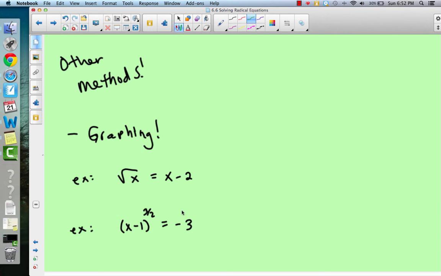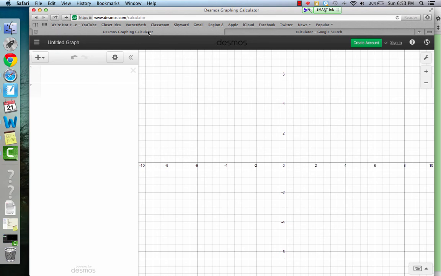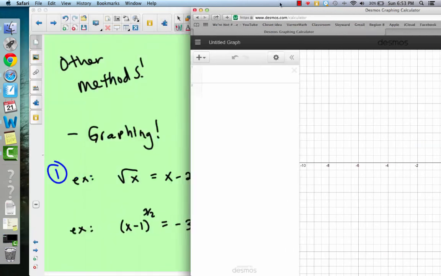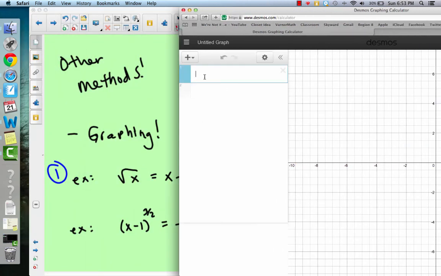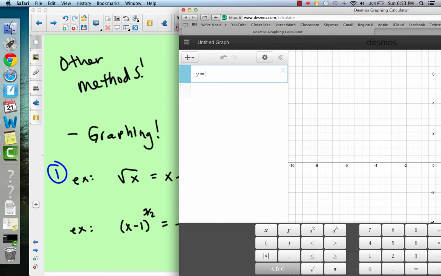So let's look at the first example right here. This says we have the square root of x equals x minus 2. This is one where you'd end up having to FOIL and then factor, and some of you are not comfortable with that. So go to Desmos, or if you have a graphing calculator, use that, and you're going to type it in. So I've got Desmos pulled up right here. So what I'm going to do is take what my left side of my equation is, and type that in. So y equals the square root of x, okay?